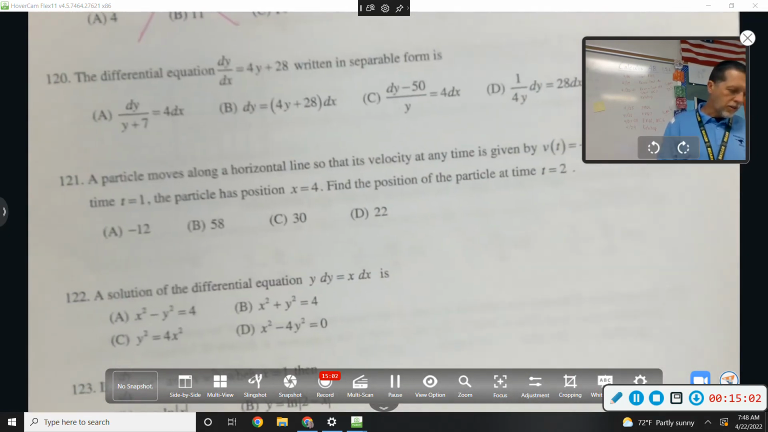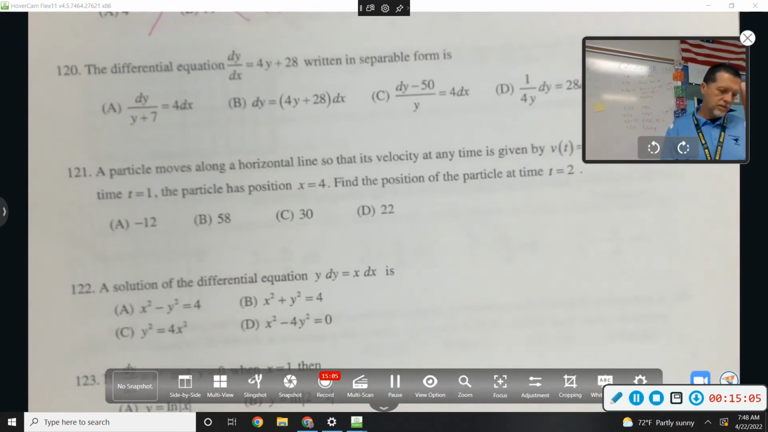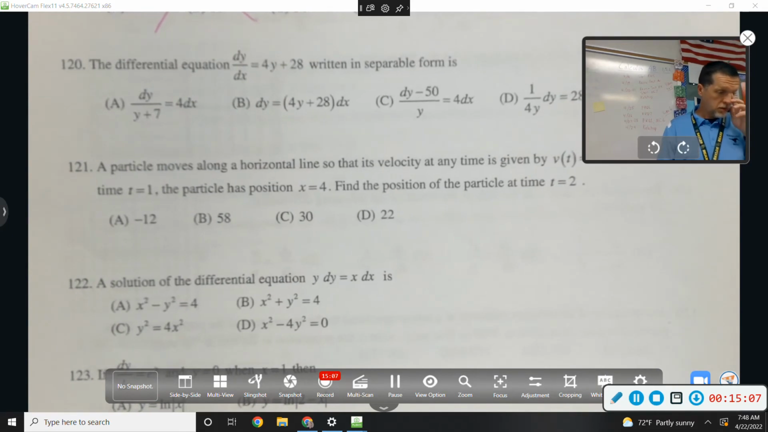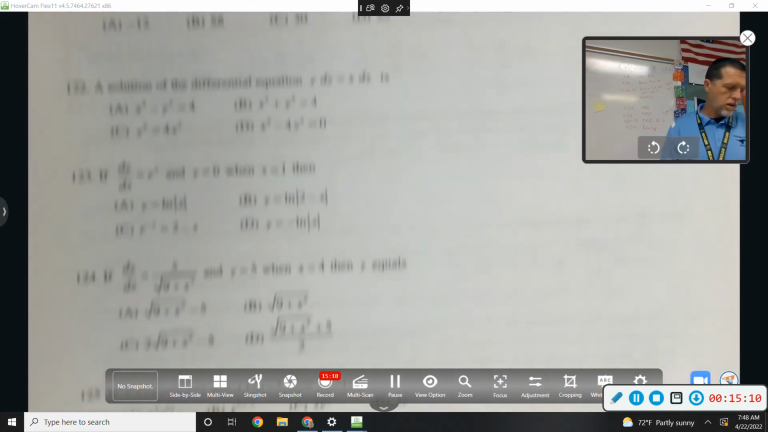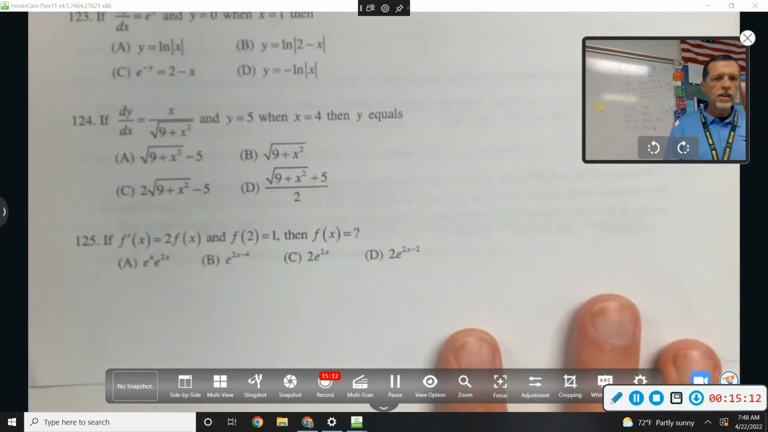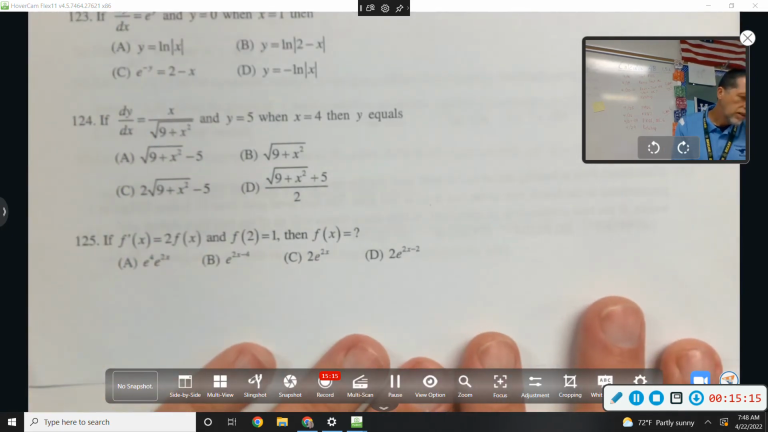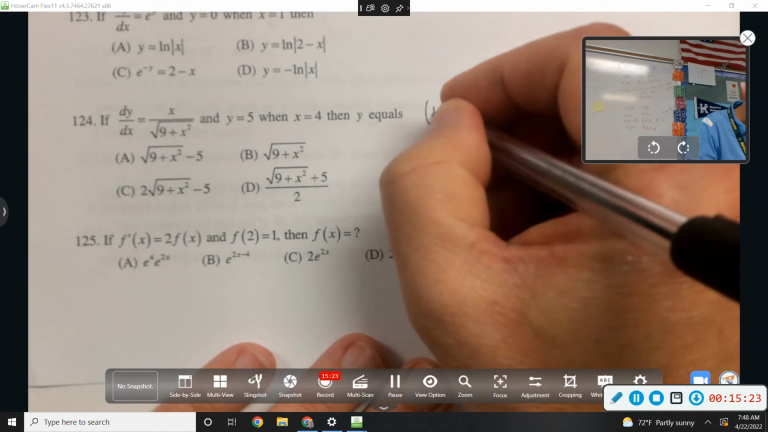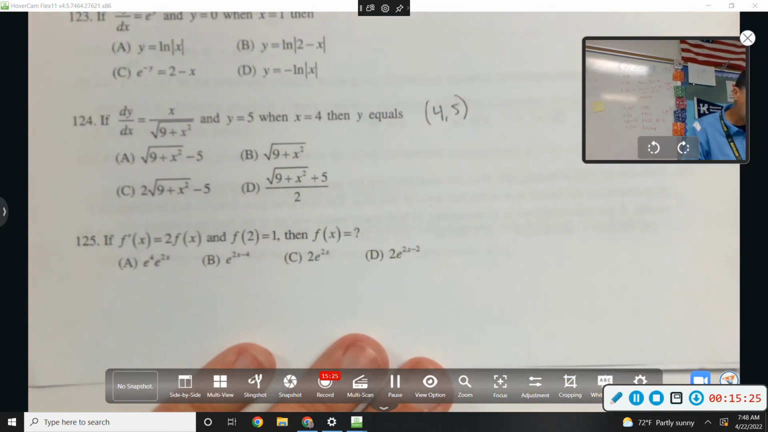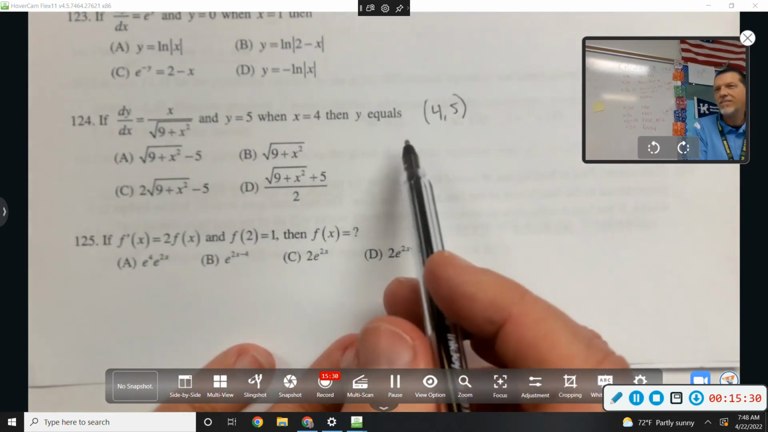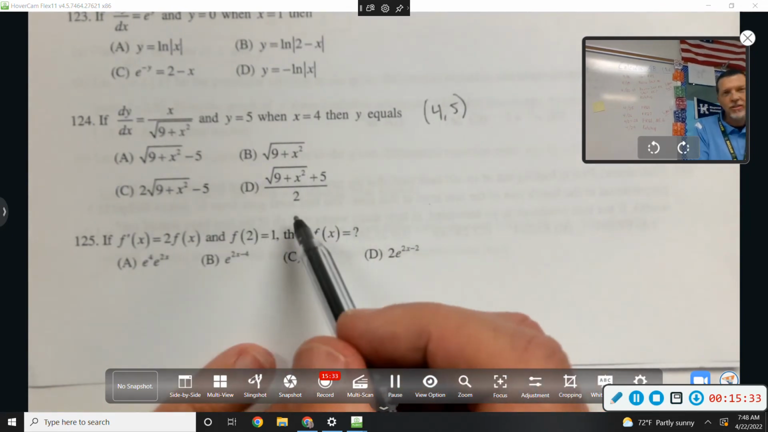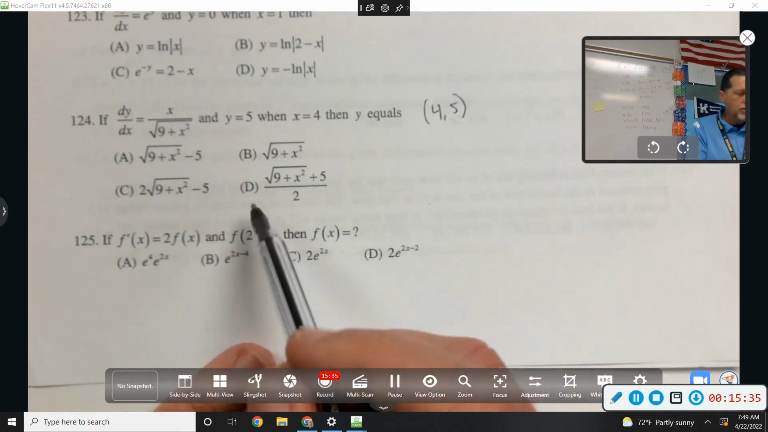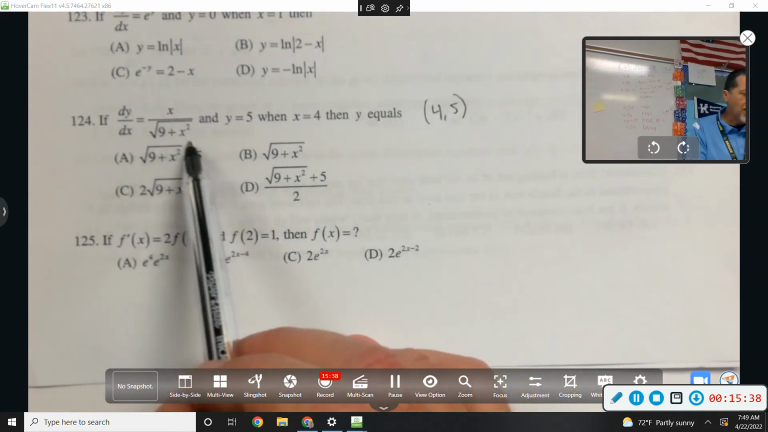All right, are there any questions on multiple choice? 124. y equals. Okay. I think what I would try first: 4, 5 is a point. I would just see which one of these gives me 4, 5. If I plug in 4, which ones do I get 5 for an answer? So, kind of starting with the answers. I don't really want to integrate that yet.